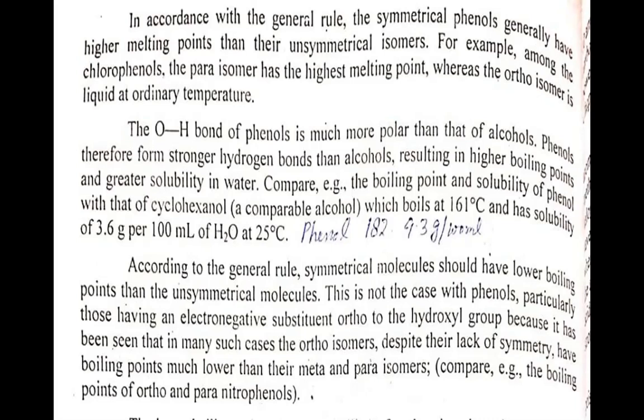Now, in case of phenols, the OH bond is more polar than that of alcohols. Although the OH group is in alcohols and OH is in phenols, in case of phenols, OH is more polar. The reason is that it is attached to the benzene ring, and in the benzene ring there are pi electrons which can polarize this OH bond. So the OH bond of phenols is more polar as compared to alcohols, and phenols therefore form stronger hydrogen bonds than alcohols, resulting in higher boiling points and greater solubility in water.